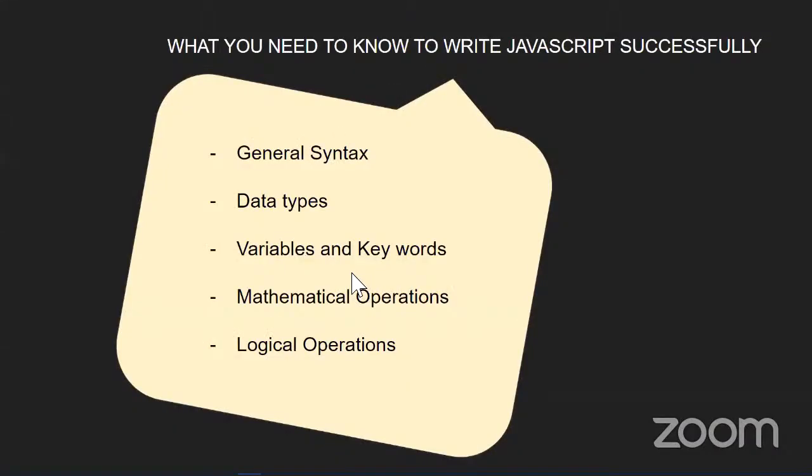All right. What you need to know to write JavaScript successfully. Now we have about five basic things that you need to know to write JavaScript successfully. You have the general syntax, that is what and what should you put together to form a JavaScript code. We have the data types. Data types is talking about the kinds of data or values that you need to write in JavaScript. You need variables and keywords. You need mathematical operations and logical operations.